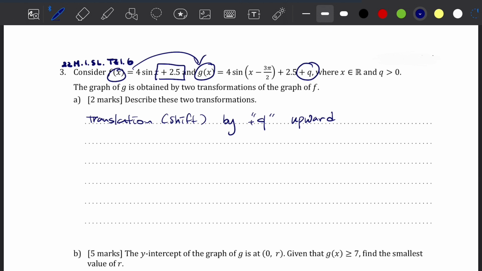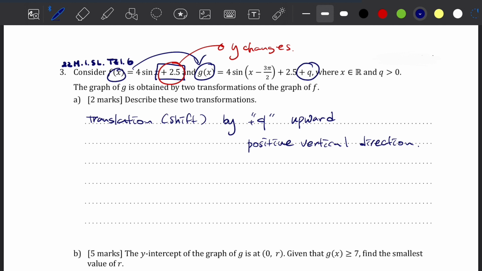Okay, or you can say it's a positive vertical direction, right? Because the 2.5 is referring to the y changes. So we have added positive q there, so it's q upward and it's a positive vertical direction.